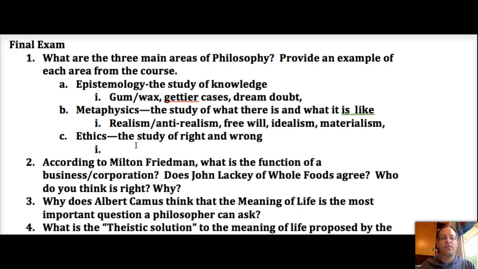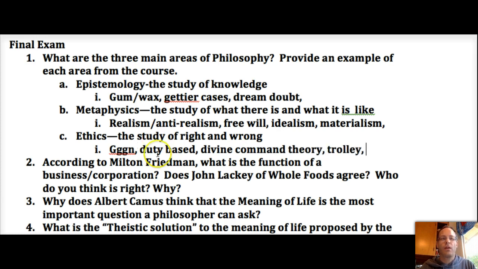Okay, ethics, the study of right and wrong. Lots of examples here, right? Utilitarianism, greatest good for the greatest number. Duty-based ethics, divine command theory. And, of course, those trolley examples, which are really part of the ethics portion. Now, when you give me an example, explain why it's an example.